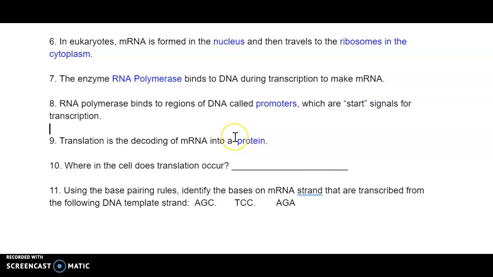And they happen in alphabetical order. Transcription alphabetically comes before translation. So transcription is the first step, and it happens in the nucleus. DNA is transcribed into mRNA. And then it gets to the ribosome, which has to translate that DNA language into protein language. And that happens at the ribosome. So where in the cell does translation occur? It occurs at the ribosome.